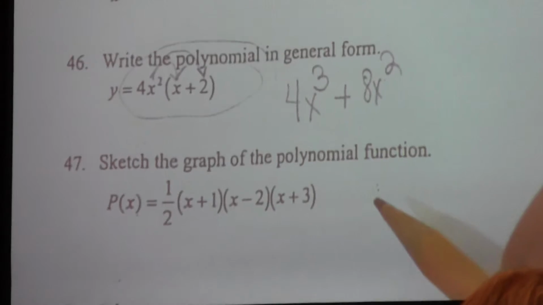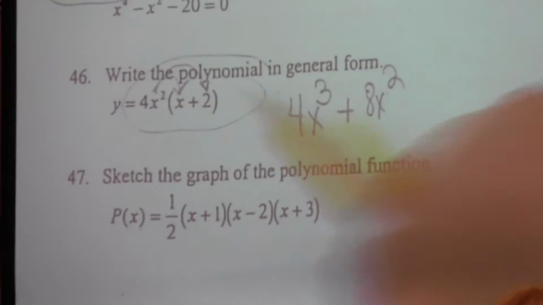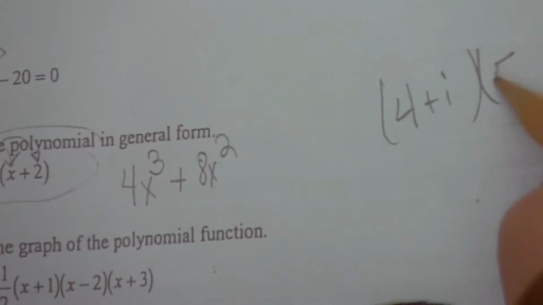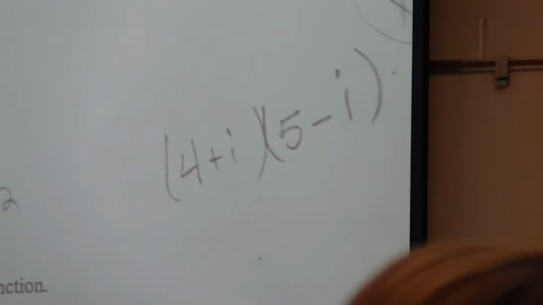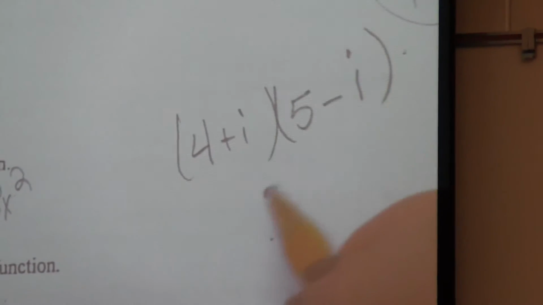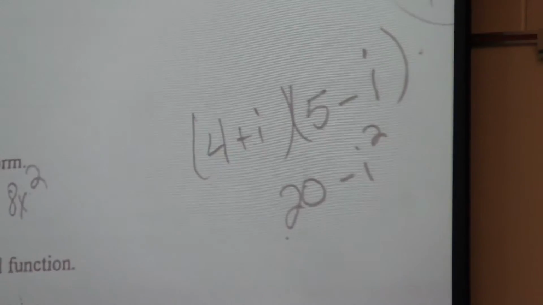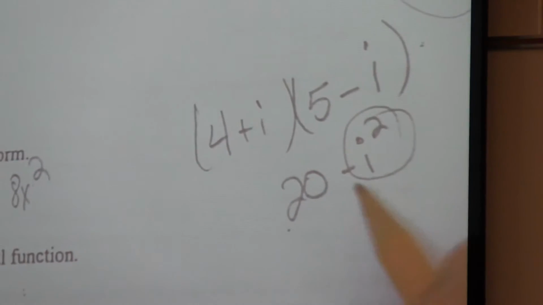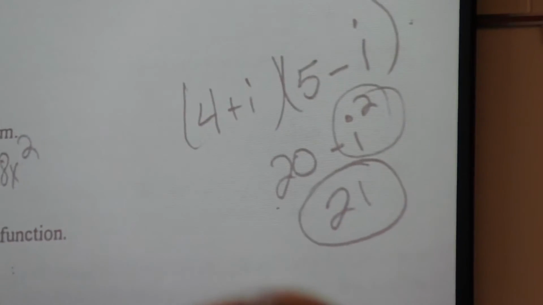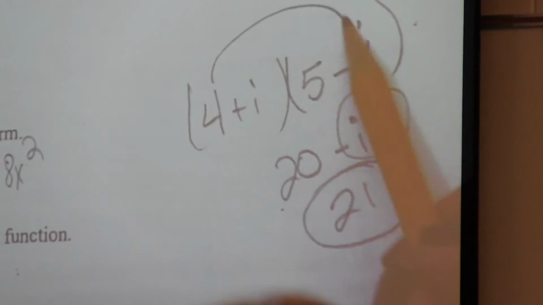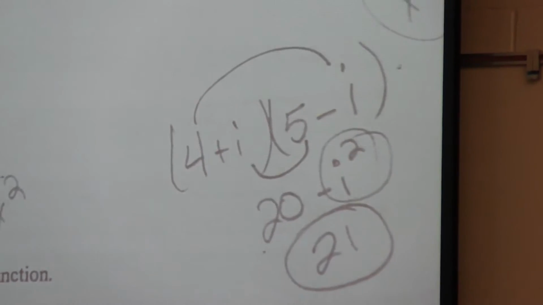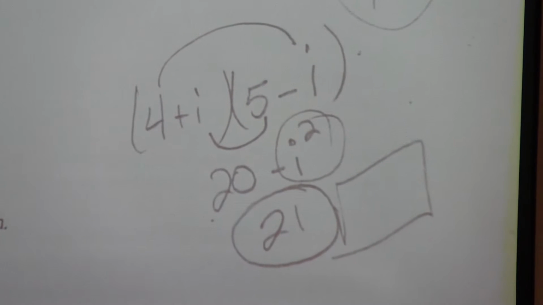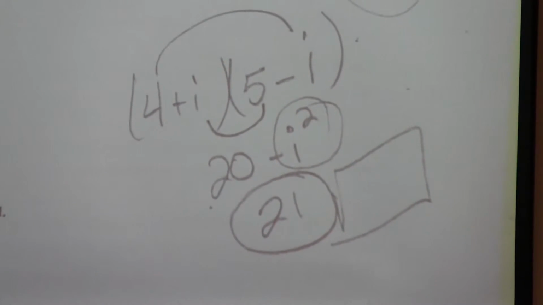And we did have a couple people who had random train wrecks and multiplied 4 plus i times 5 minus i and didn't FOIL at all and got 20 minus i squared. And some of them who were thinking they were extra smart and brilliant that day remembered this was negative 1 and said they got 21. Woo. Which would be great, except that you lost your inside and your outside. So you had half the right answer, but you were missing another part of it. So we want to make sure when we're doing those that we get all of our answer done.